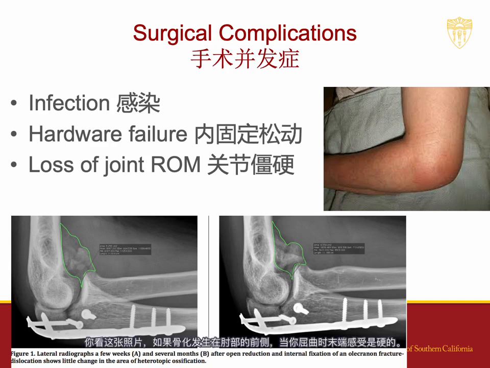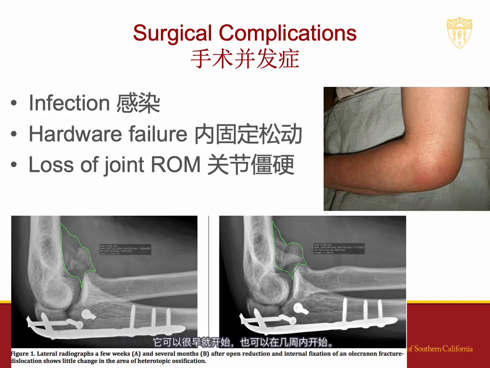But if you look at that picture there, if that ossification is happening along the anterior aspect of the elbow, when you go into flexion, it's going to feel hard. It's going to feel like bone is hitting bone, because that's essentially what's happening. So this complication is something you must consider with patients after elbow fracture.